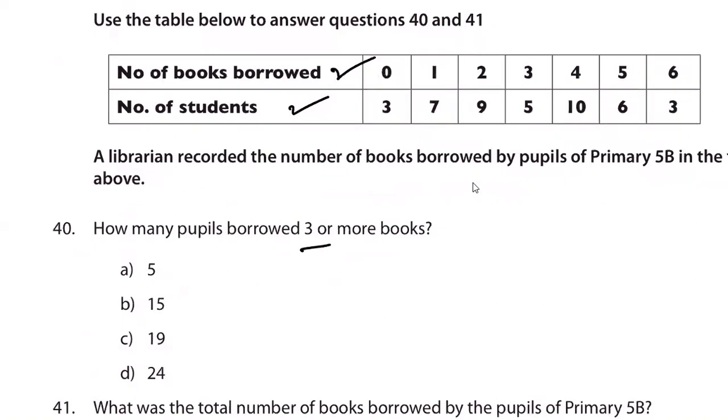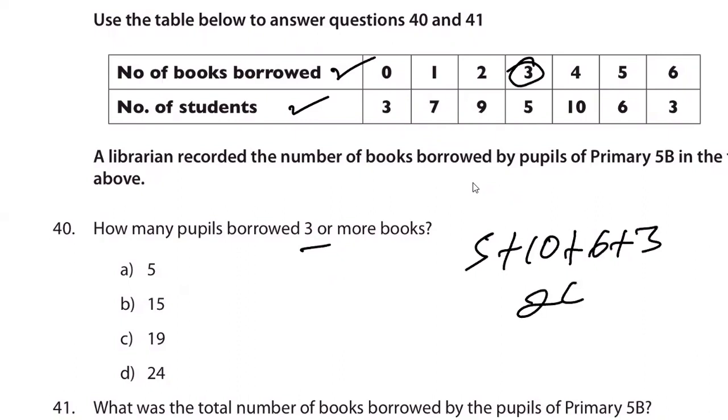So the number of books borrowed, the 3 right here. Now they say 3 or more, so we must include 3. If they said greater than 3 or more than 3, we would not. But they say 3 or more, so we're going to include all these numbers, alright, and we're going to add them up. So we have 5 plus 10 plus 6 plus 3. 5 and 10, 15 and 6 is 21 and 3, so that's 24. So that would be T.